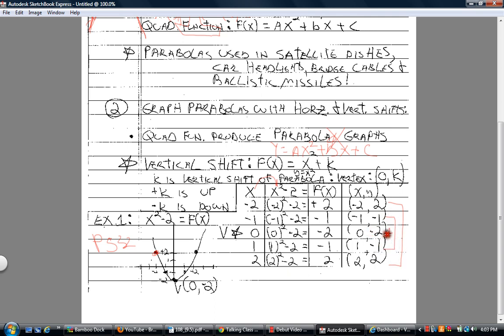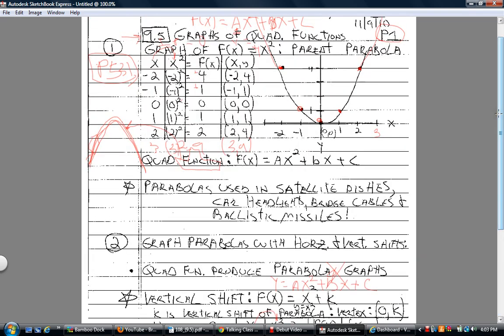This is called the vertex right here. When we put 0 in for x, 0 squared is 0 minus 2. Look at that big drop. There's where the whole graph slides 2 units down vertically. So the vertex is at 0 comma negative 2. This is called the vertex. That's the lowest or the highest point of a parabola. And let me just scroll up here for a minute. I wanted to highlight that here again.